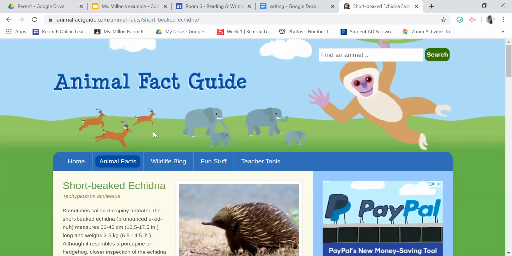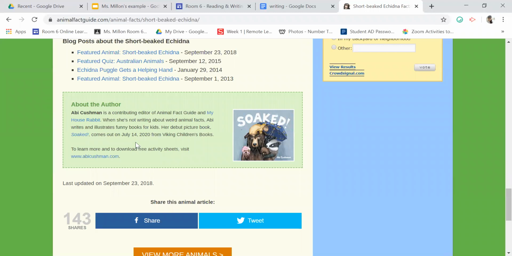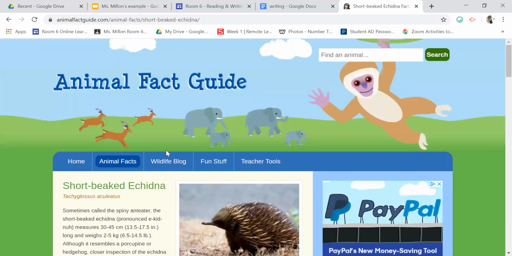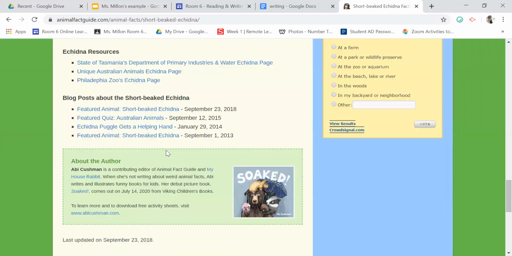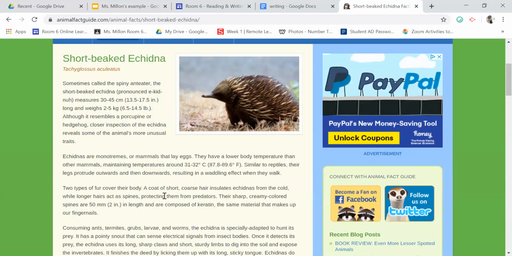It seems like a good source to get information from. I looked all around. I noticed they had a lot of information here. They had something about the author. She's actually written a book, and it seems like a pretty reputable site, especially because the author has written several books. If you find something on the website that talks about the author, always read that, because we want to know who is writing this information and where I am getting this information from. The author is an editor of Animal Fact Guide, and she's contributed to several books. She's also written a picture book about animals. So I feel like her information is probably going to be pretty valid.